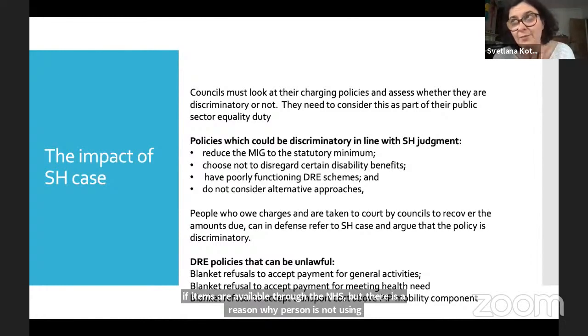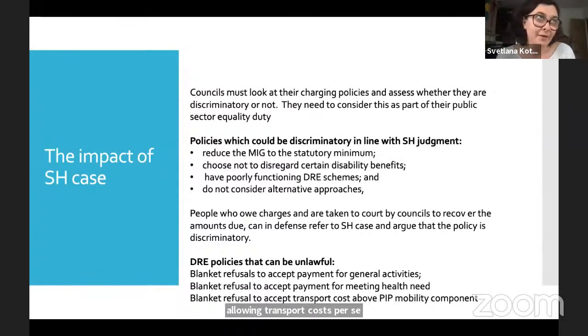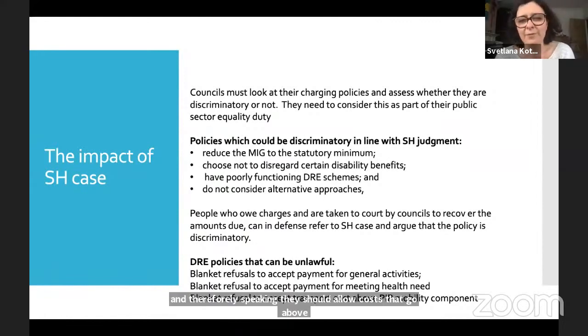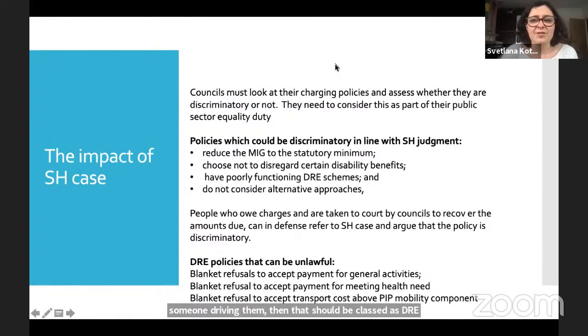And obviously transport costs. Again, here there was talk about local authorities not allowing transport costs per se. And technically speaking, they should allow costs which go above the mobility component. So if a person, for example, uses the mobility component to pay for a mobility car, but then they also have other costs, or even maybe the costs of someone driving them, then that should be classed as DRE, and policies that don't do that potentially could be challenged legally.